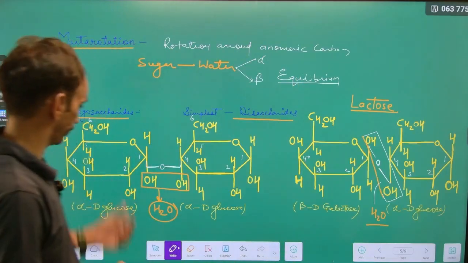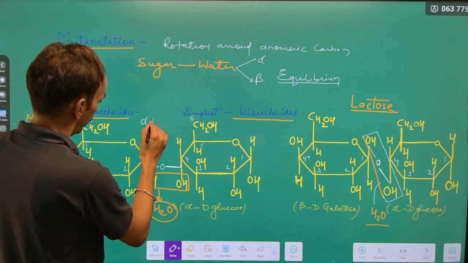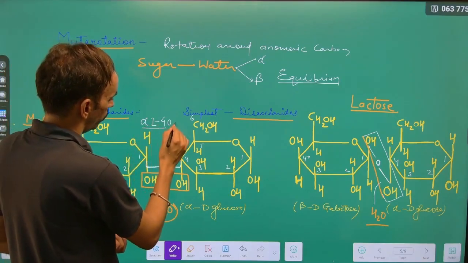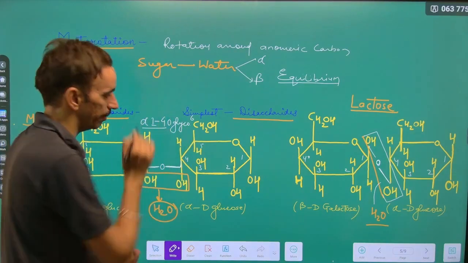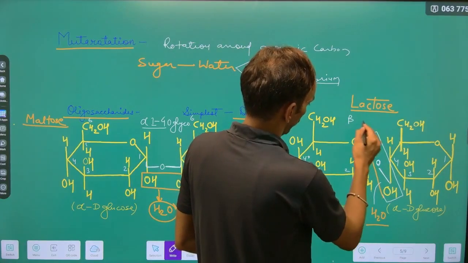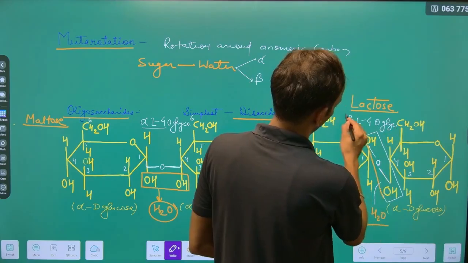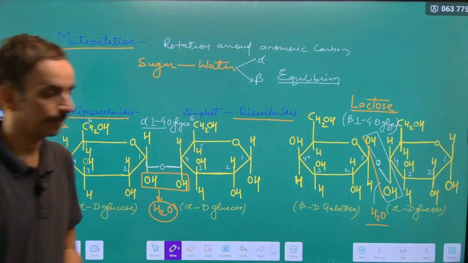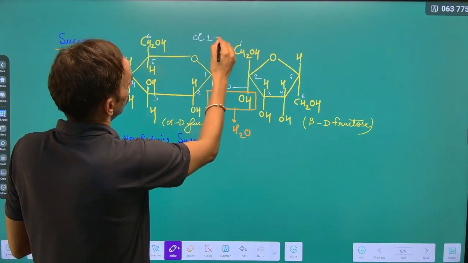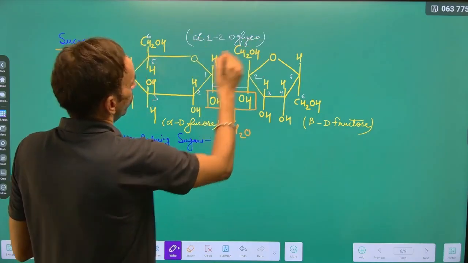These bonds here, in the maltose, this bond is called alpha 1,4 O glycosidic bond. It is an O type of glycosidic bond, which we talked about yesterday. Here there is a bond known as beta 1,4 O glycosidic bond. O glycosidic bond means it is formed between a sugar and a sugar molecule. Next, here is the bond known as alpha 1,2 O glycosidic bond.